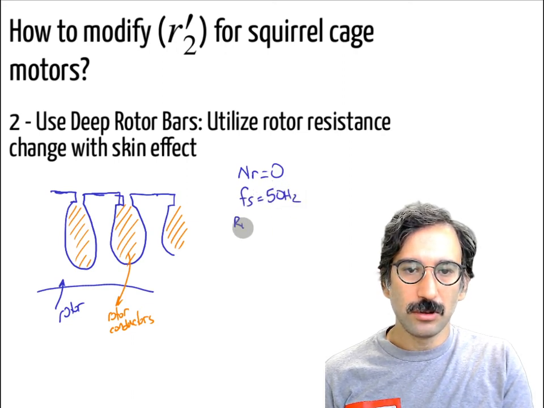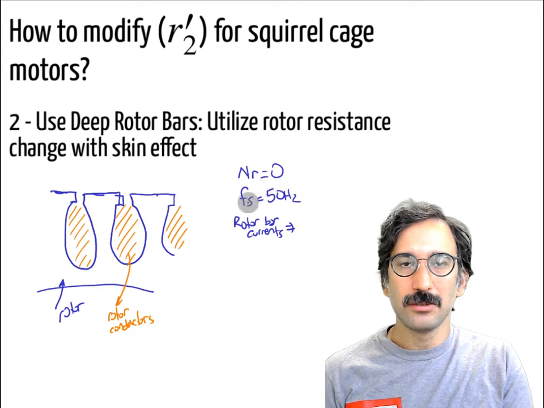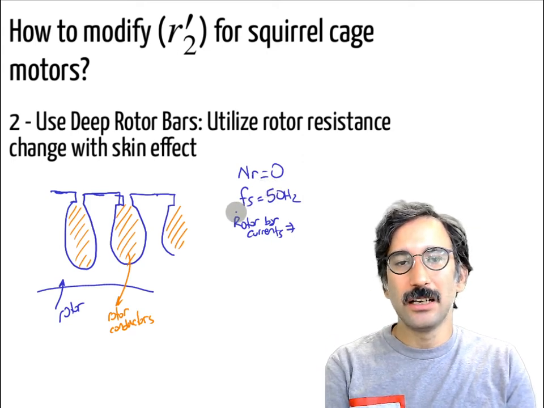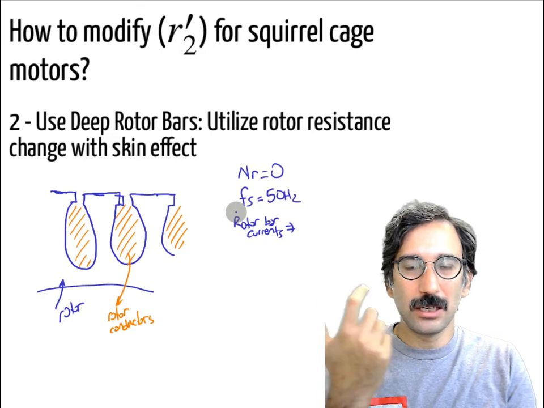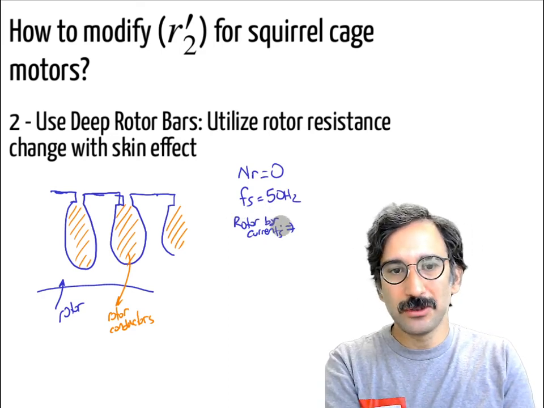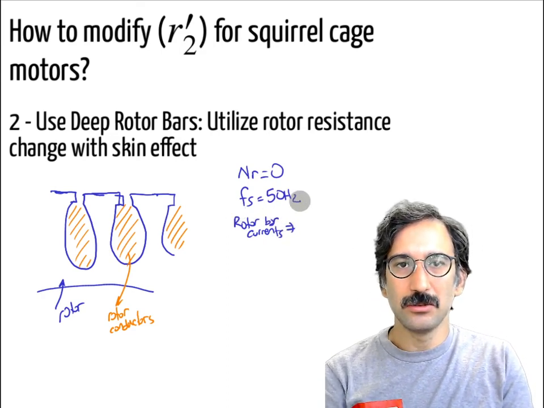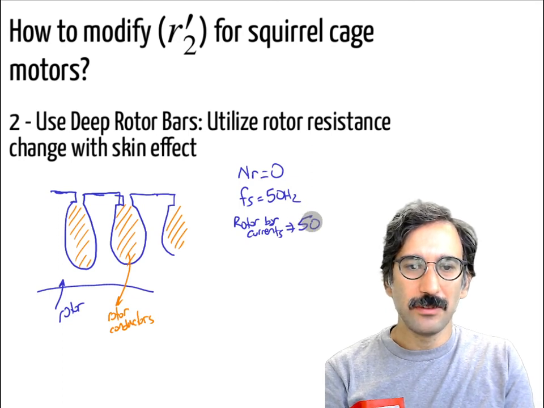So the rotor bar currents, again remember the train analogy. The rotor is not rotating in the locked rotor case. So if we apply 50 Hertz current to the stator, we will have 50 Hertz current in the rotor.